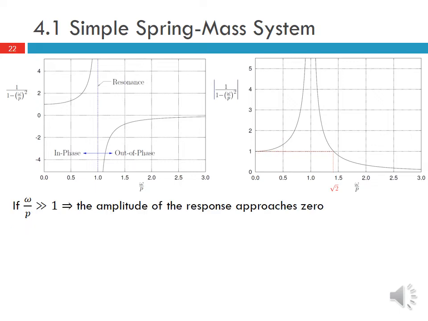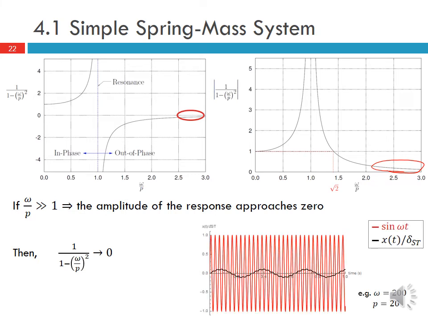Now on the other end, if omega over p is much bigger than 1, then the amplitude of the response approaches 0. So here we're looking at this region. In this region, 1 over 1 minus omega over p squared goes to 0. So for example, if we look at some forcing function, again sine omega t, and then we zoom in, we see that the actual dynamic response of the system has a much smaller amplitude compared to the forcing function.